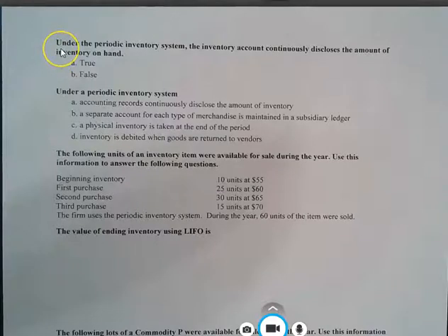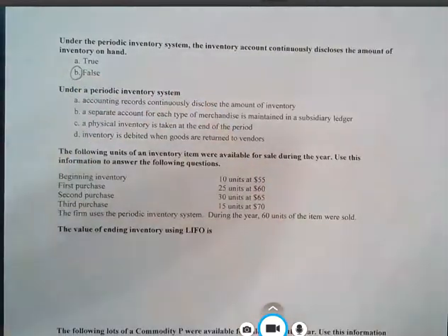It says here, under the periodic inventory system, the inventory account continuously discloses the amount of inventory on hand. Well, my segue into this video probably gives you the answer to that. This is absolutely a false statement. Everything about this is fine except for this one word here. This describes a perpetual inventory system.